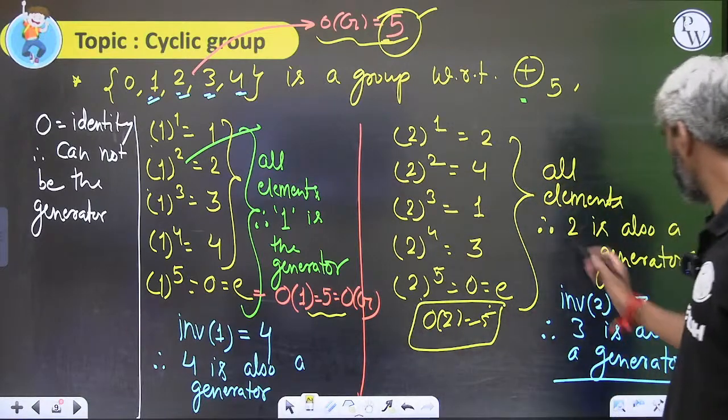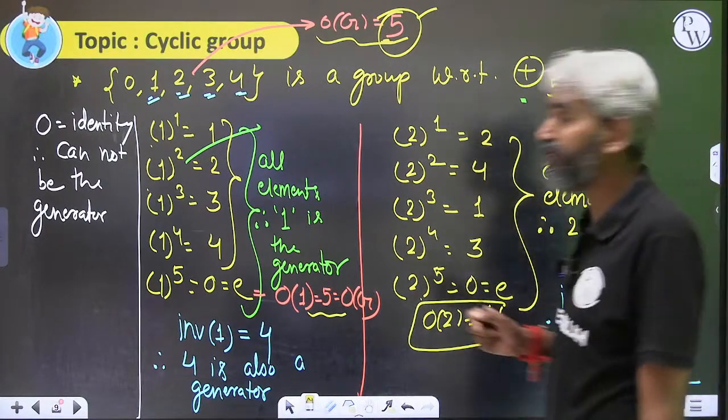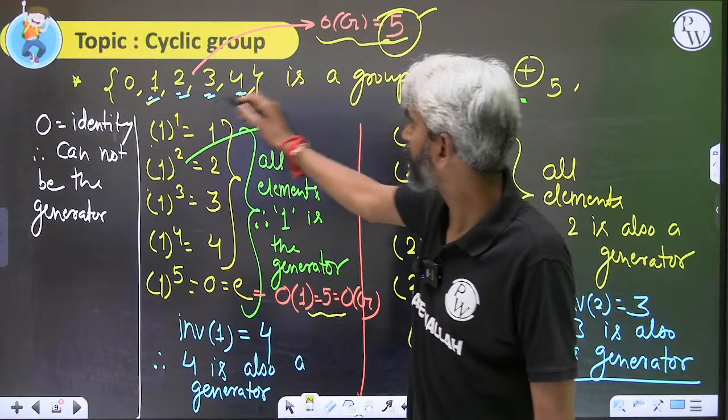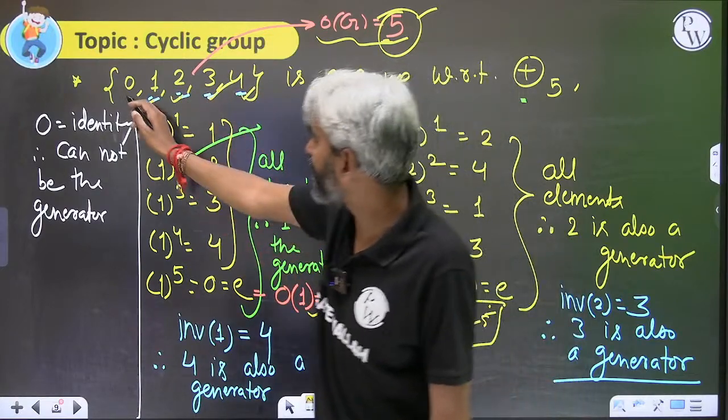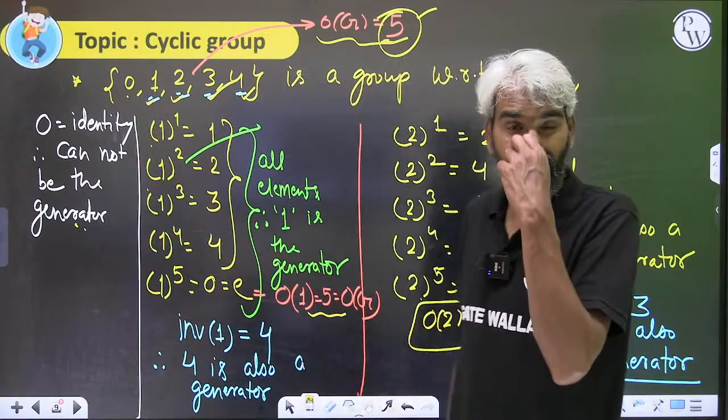Now, the inverse of 2 is 3. Therefore, the order of 3 will also be 5. So, the order of 1 is 5, the order of 4 is 5, the order of 2 is 5, the order of 3 is 5. The order of the identity element is 1.